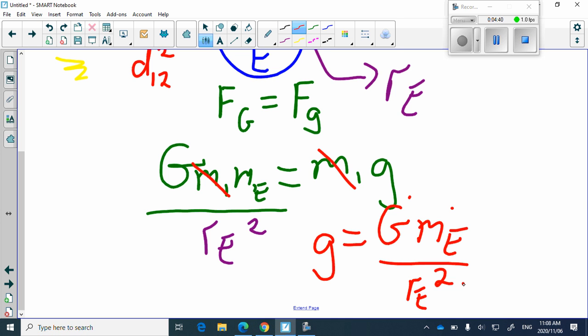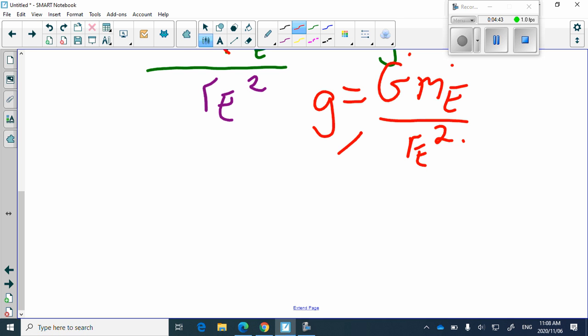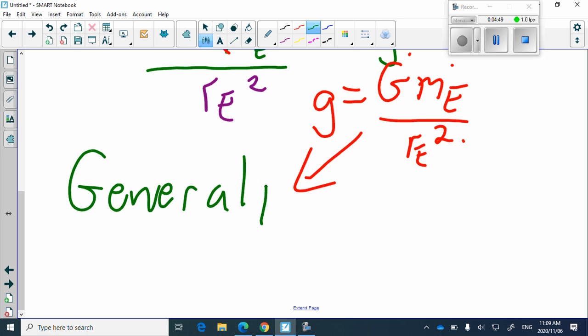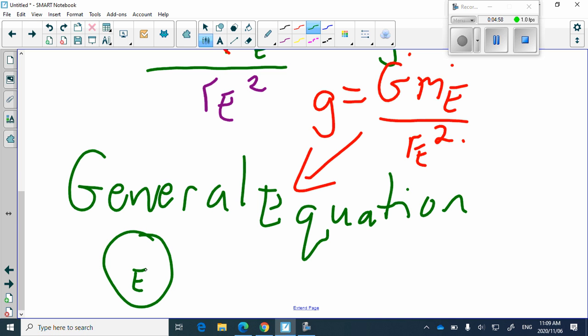So what's really important about this is I can convert this into what I call a general equation. Here's the Earth and here's an object, and now the object doesn't necessarily have to be on the surface anymore. Maybe the object is at a distance r from the center of the Earth. I can convert this equation and say, if I want to find out what the gravitational field strength is so far away from the Earth, I can say g is equal to big G.